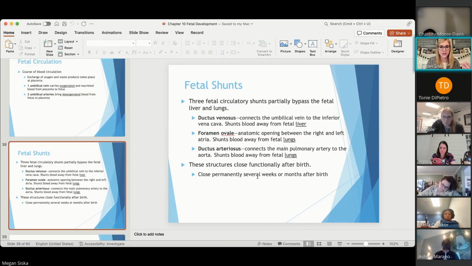After birth, these 3 shunts do close. It happens, one of them immediately, and the other ones take a few days to a couple weeks, and sometimes even months after birth. And then we'll also talk about some complications where the shunt doesn't close and it needs to be surgically corrected.